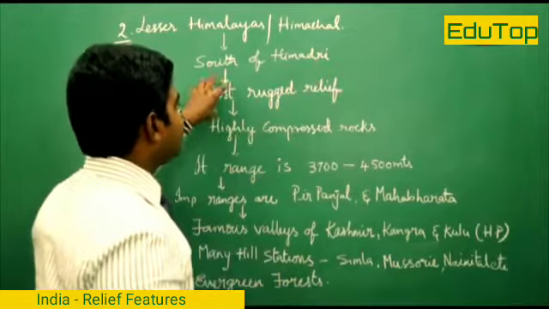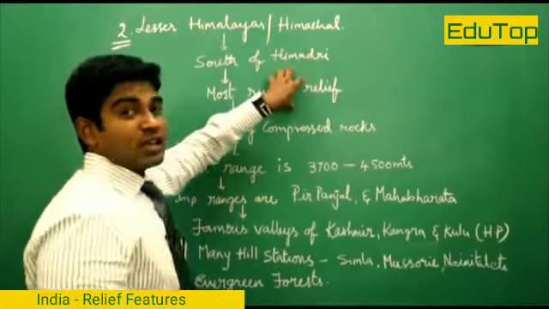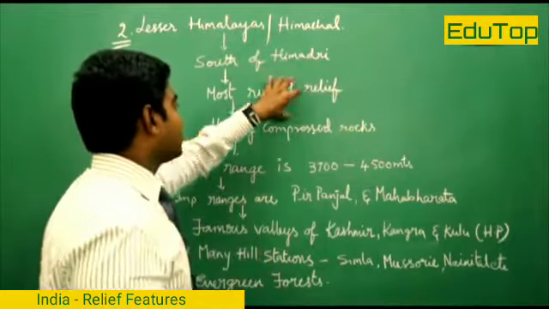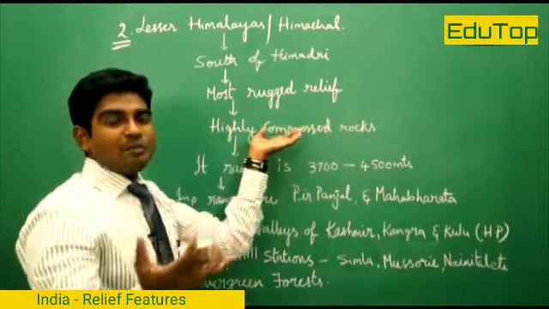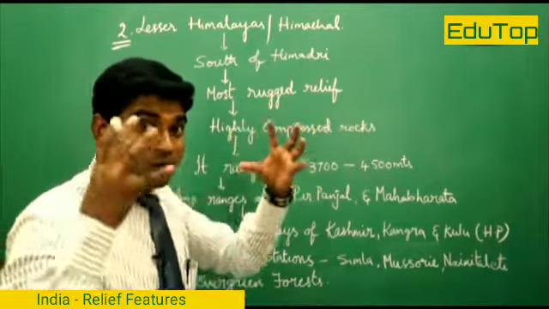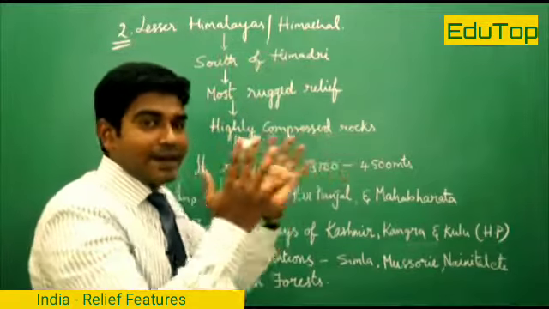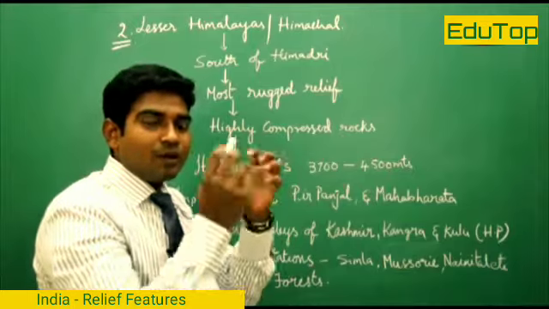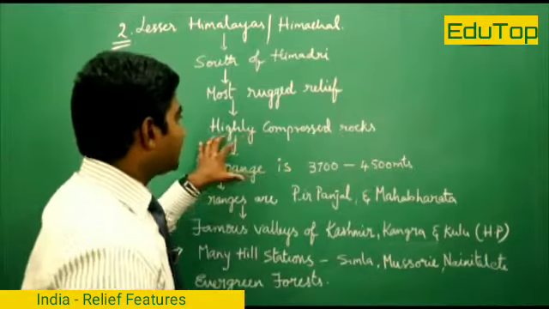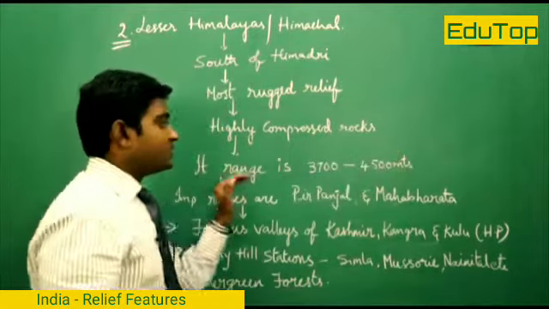The Lesser Himalayas have the most rugged relief, the roughest surface, and they are highly compressed rocks. You find many rocks which got buckled up in the process of sedimentation, which we discussed earlier, when the plates were moving towards the northeast and got buckled up and formed solid rocks.